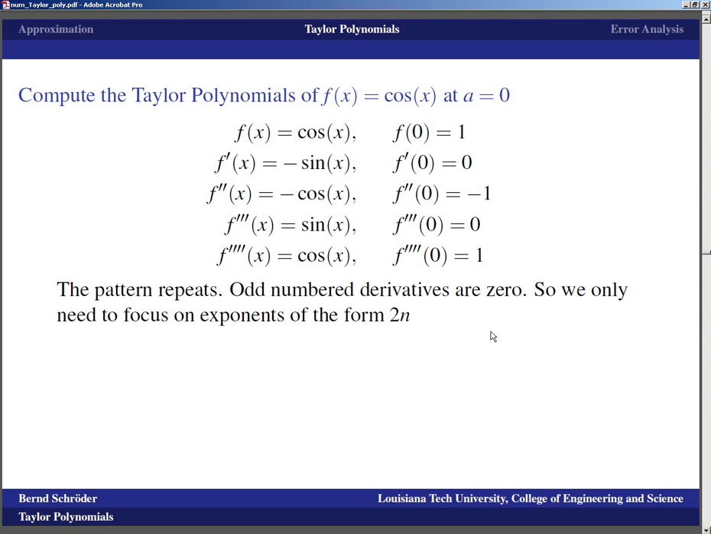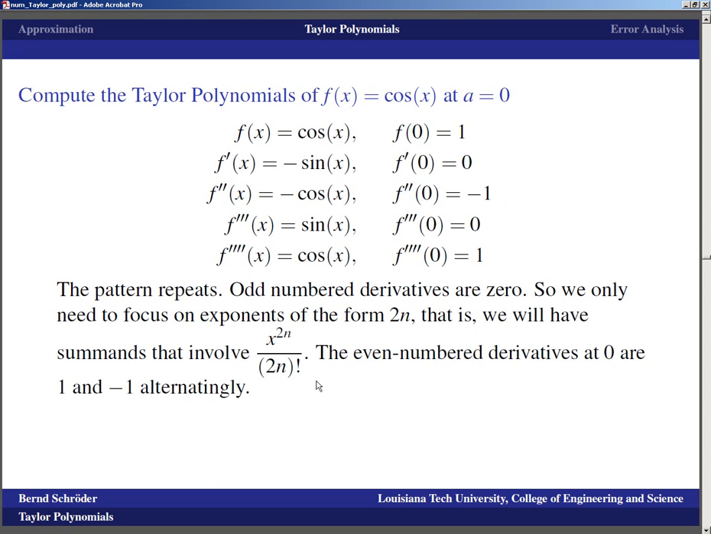And so a standard trick for that, and again, it's one of those standard tricks, once you have seen it and are used to it, you will remember it. If not, it takes a little bit. But basically, we only have to focus on exponents of the form 2n. We only have to worry about exponents that are even numbers, because we know for the odd numbered exponents, we get 0. That means we only have summands that involve the terms x to the 2n over 2n factorial, and we still have to figure out what the 2nth derivative of the function is.